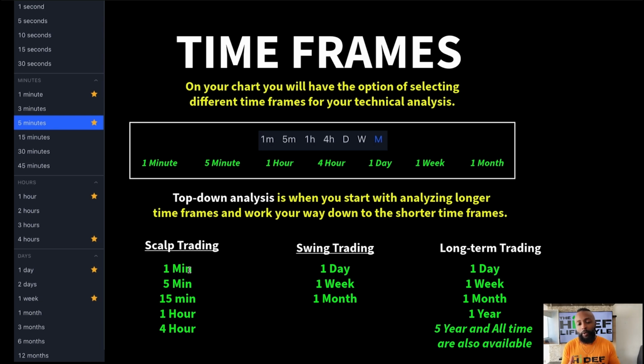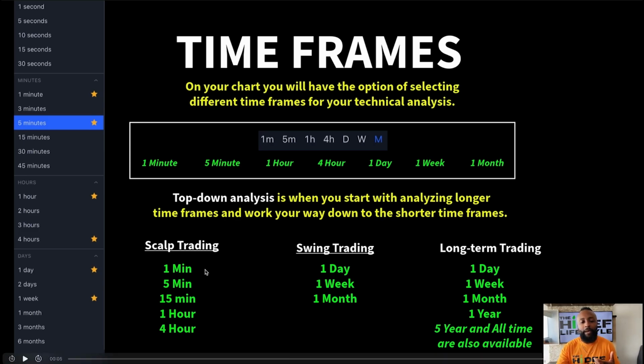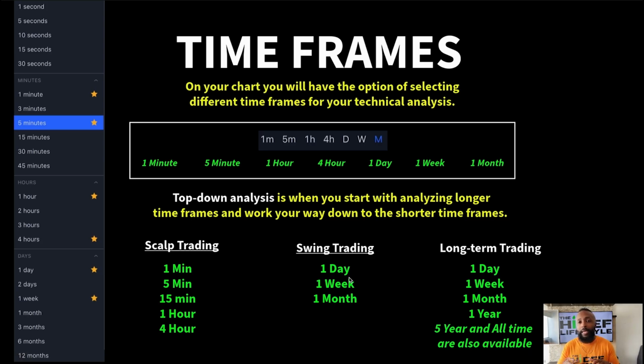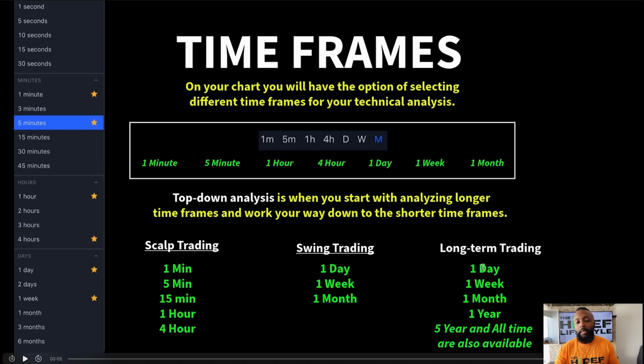Now, when you're swing trading, meaning that you're going to hold this trade and stay in it for days, weeks, or months, then the 5 minute and the 1 minute time frame isn't going to be a big deal for you. You're going to want to focus on the 1 day, the weekly, or the monthly time frame if you're going to be holding this trade for days and weeks or months.